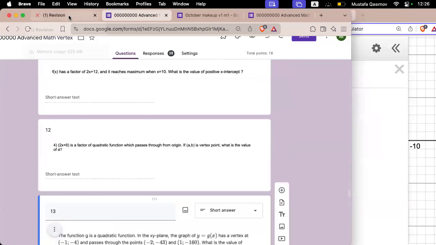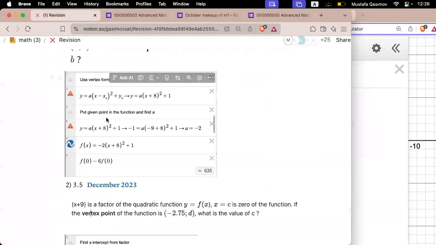Bunlar Notion-dadır, qarşıdır bu. Bunu ataram, tapa bilməzsən deyərsən.